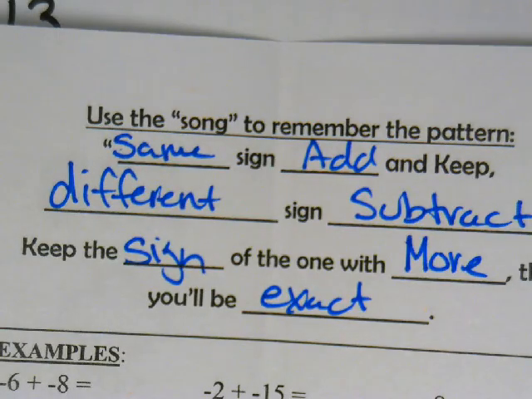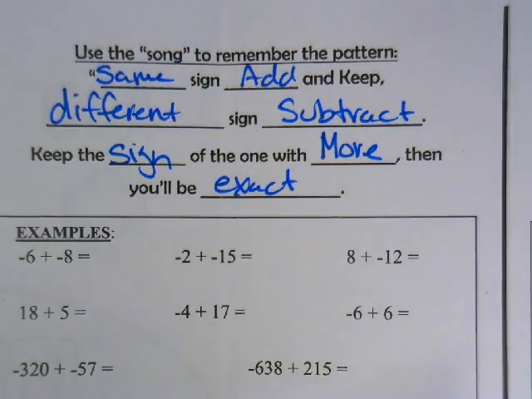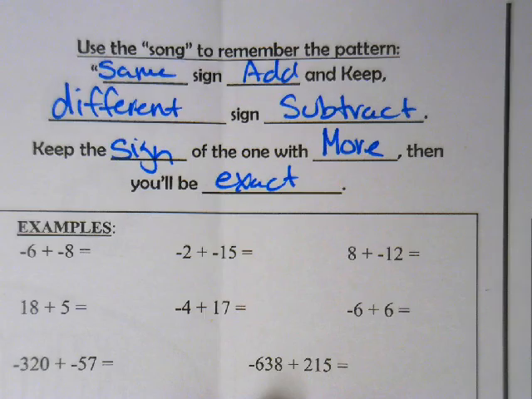I should be in choir. Okay, no. Keep the sign of the one with more. Then you'll be exact. Woo! Watch out, Taylor Swift. Here I come. It's giving Carter. Not in a mean way. Alright, let's do these examples. Carter sings as loud as he possibly can, and then he has voice cracks. Wow. Alright, let's do the examples in the box. 2, 4, 6, 8. 8 examples. Yep.